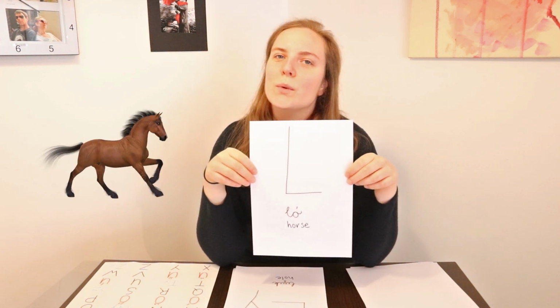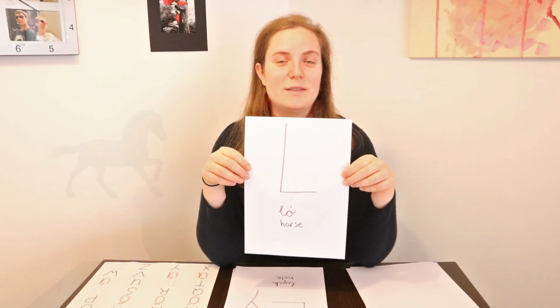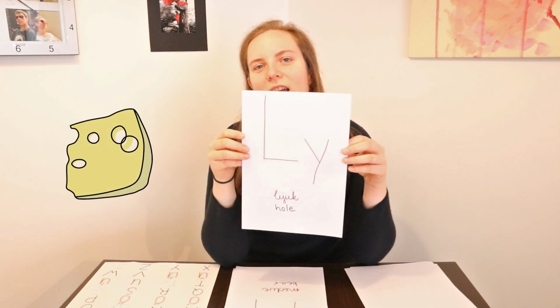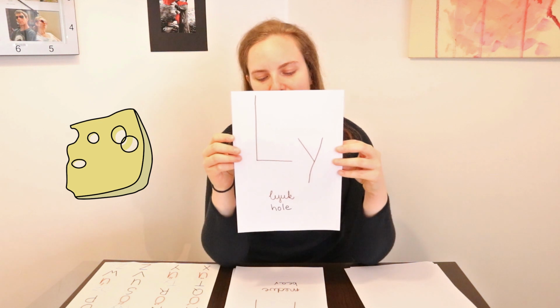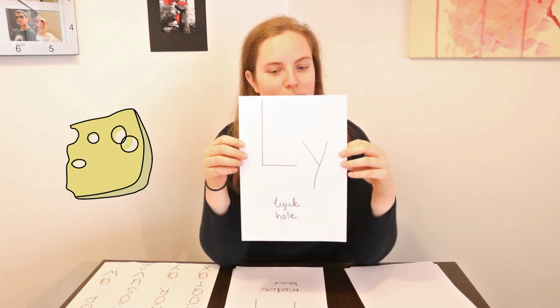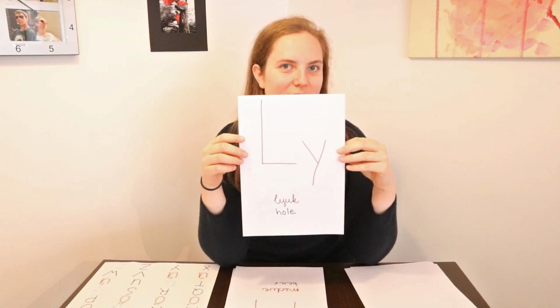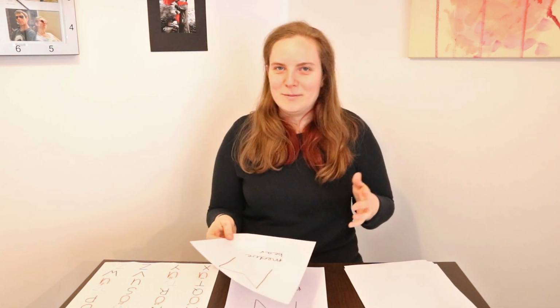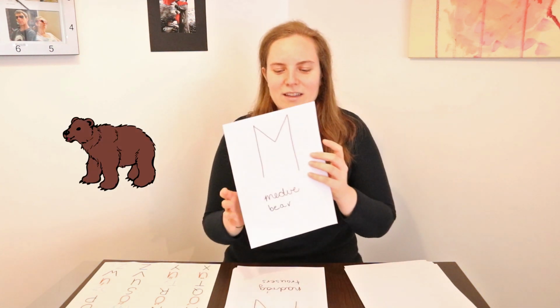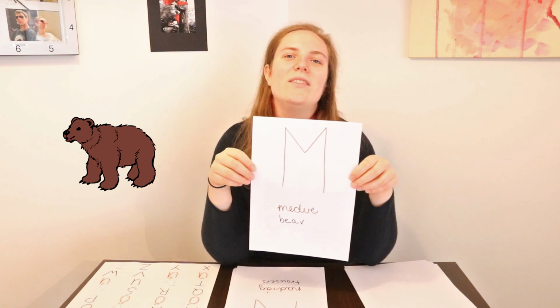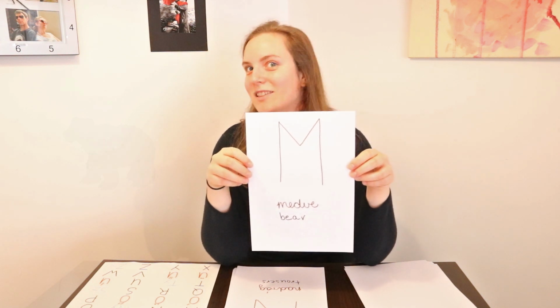L means ló. It's a horse. Ly means lyuk. It's a hole. It's another funky double letter. Okay, another animal. I mean, come on. M means medve. It's a bear.